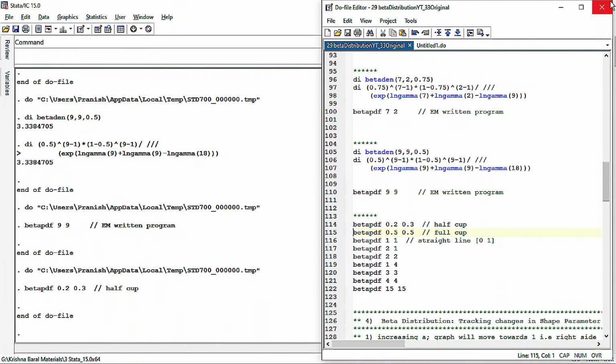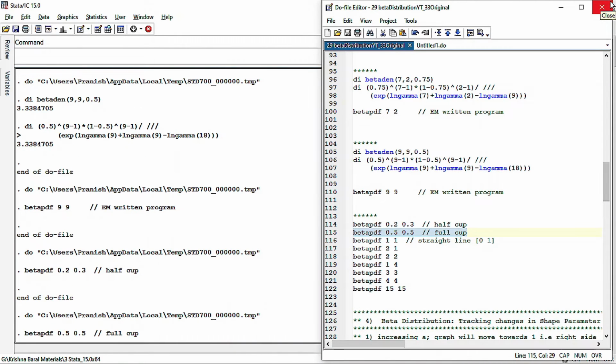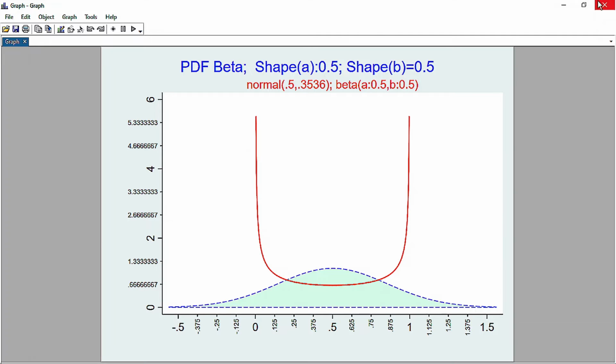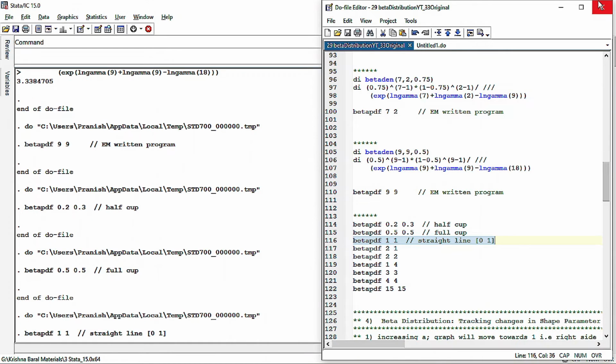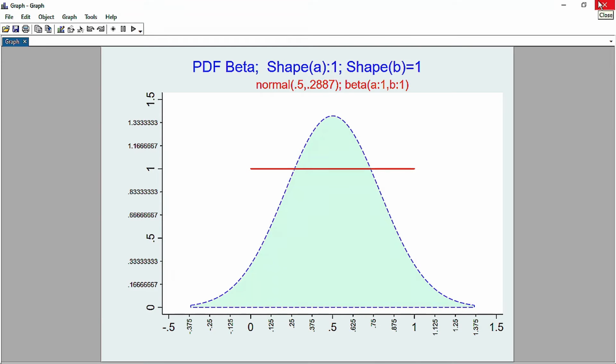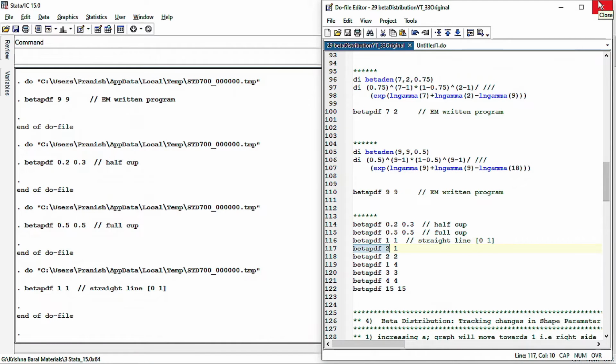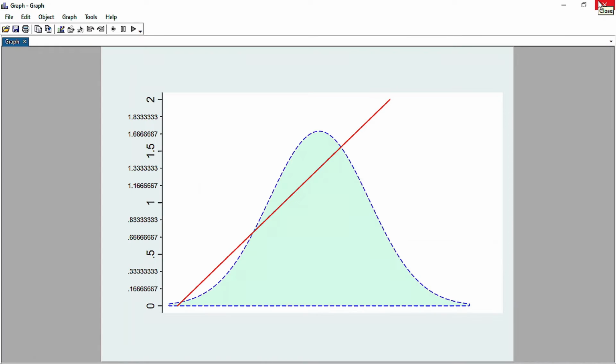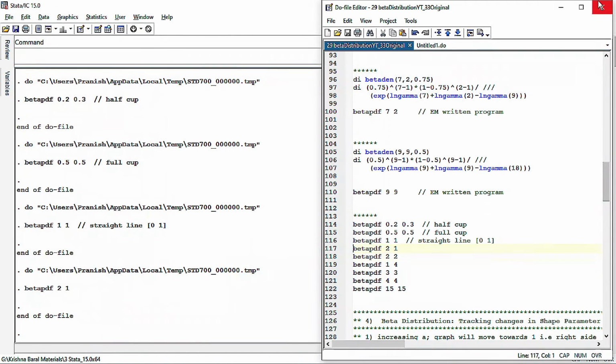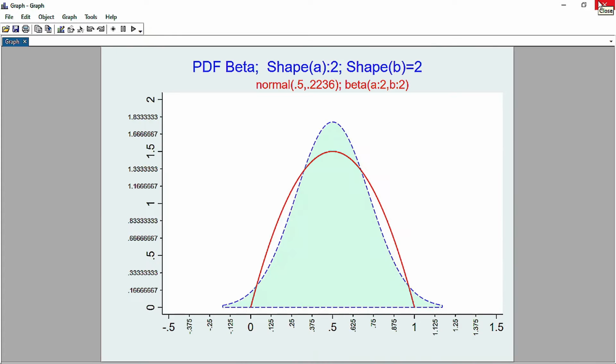Similarly, for the parameters 0.5 and 0.5, we should get this kind of graph. And when a and b are equal to 1, we get this kind of graph. And when the values of a and b are 2 and 1 respectively, we get this kind of graph. And again, when the values of a and b are equal and 2, it is this kind of graph.